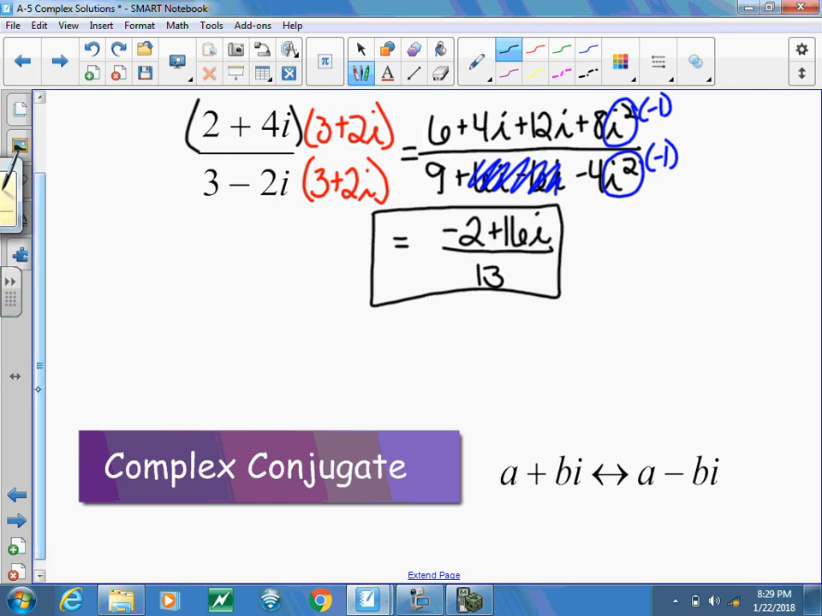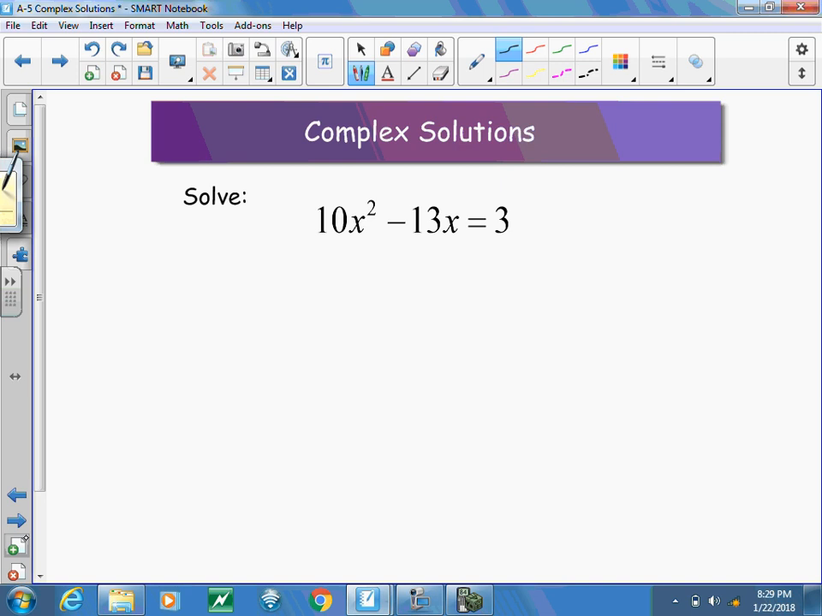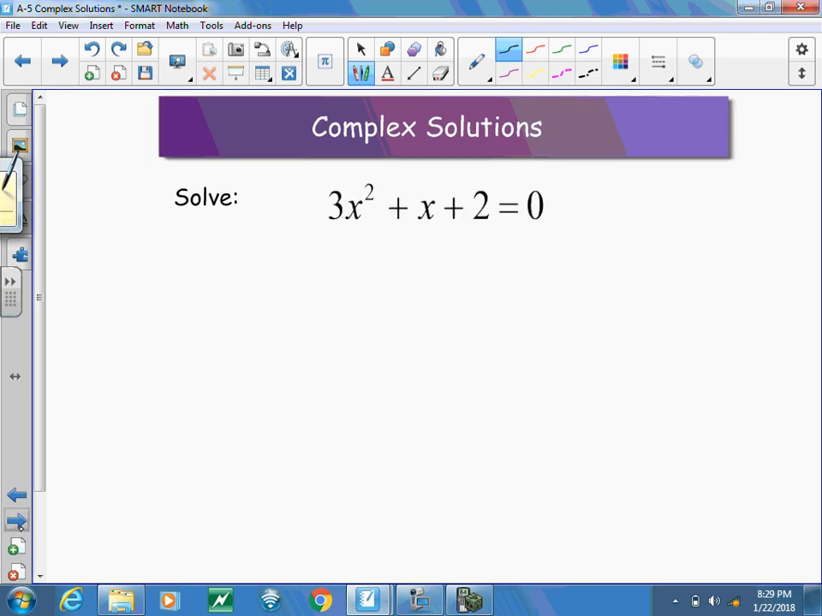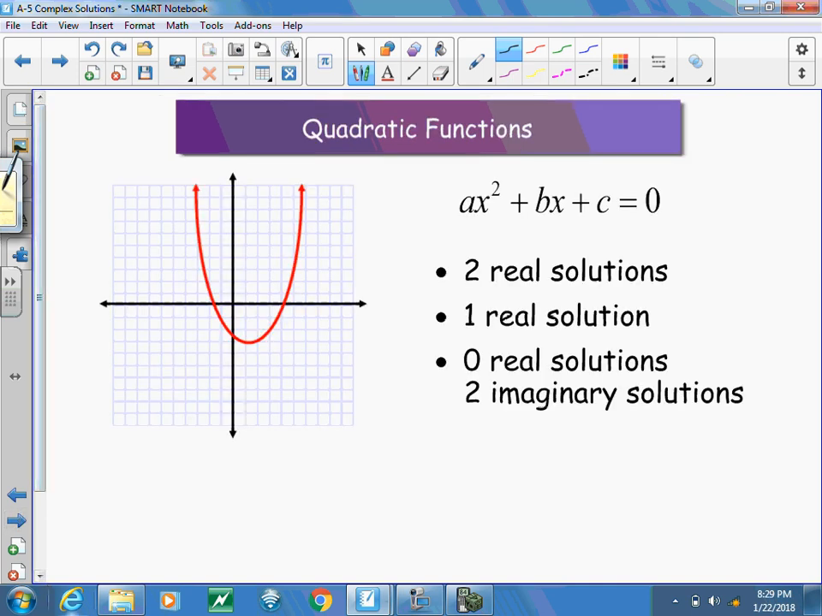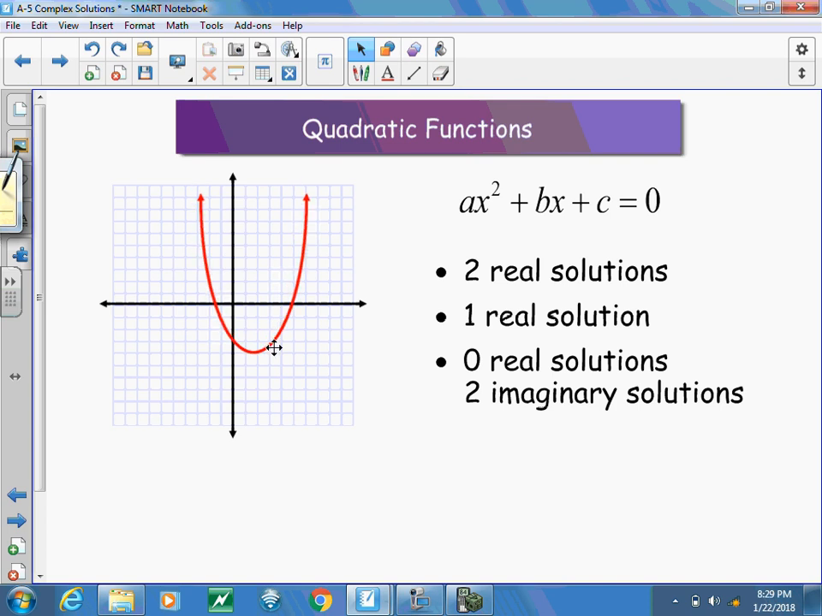All right, so that's a review working with the operations. Why do we do all this? Well, because when you are getting to your quadratics, there is a chance that you might not have real solutions. What I'm referring to here is that when you have a quadratic, you have this parabola that can be moved all around your coordinate plane.